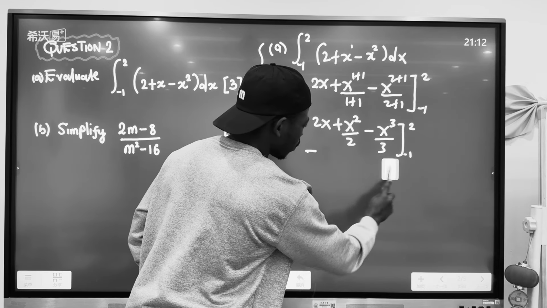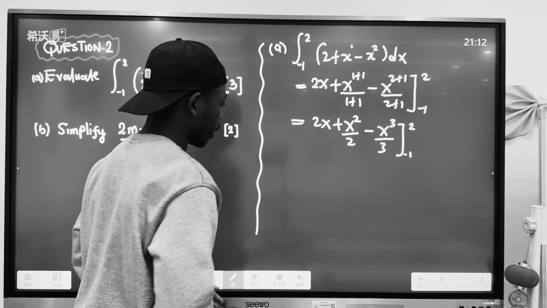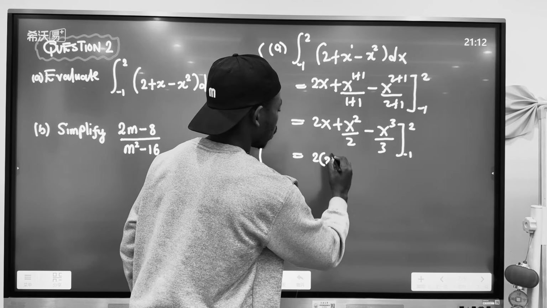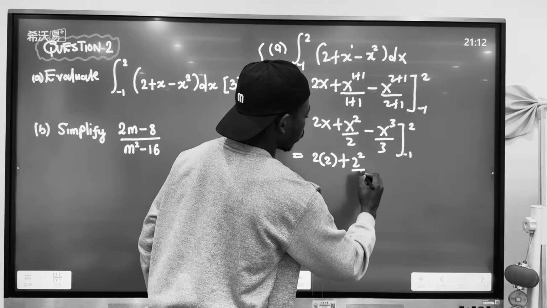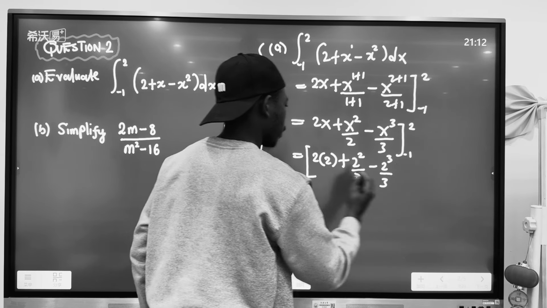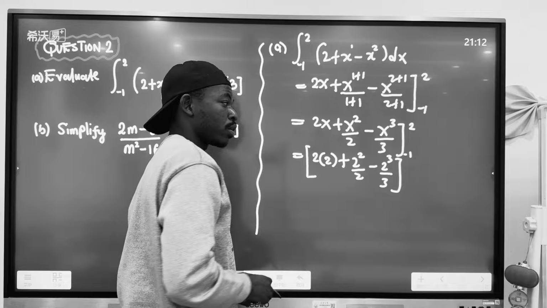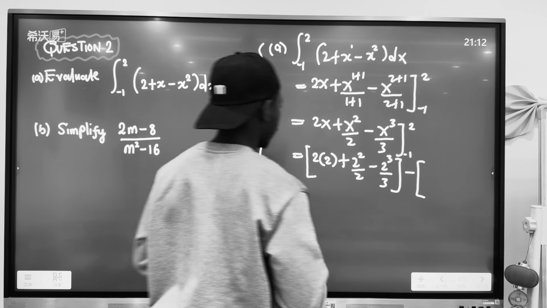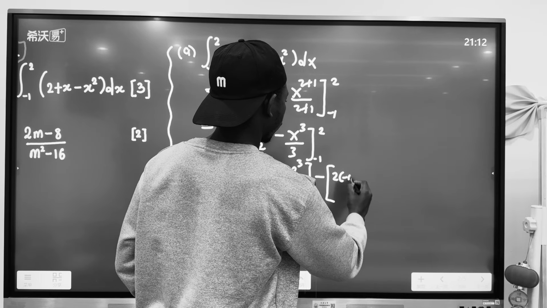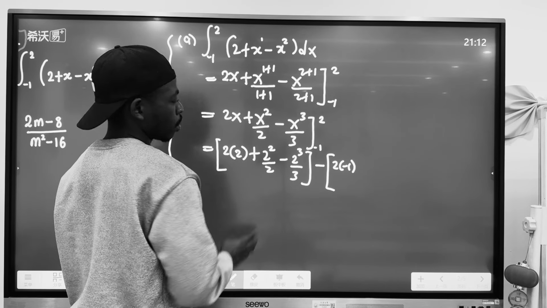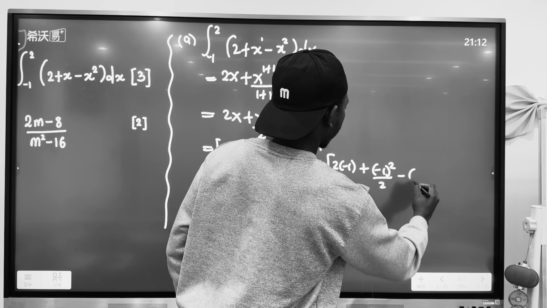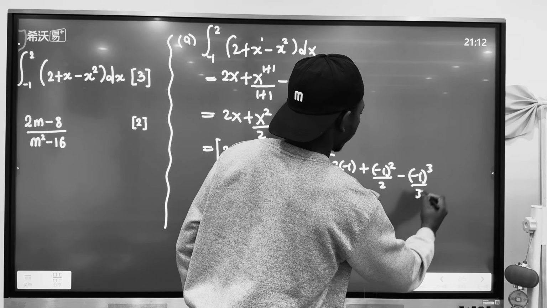Let me do it so that you can have a better understanding of what I mean. So 2 will first of all start: 2 times 2, then plus 2 squared over 2, minus 2 to the power 3 over 3. So you can say that 2 has done its job. Now -1 will also come in, so minus. We say 2 times -1, then plus -1 squared over 2, minus -1 to the power 3 over 3, like that.